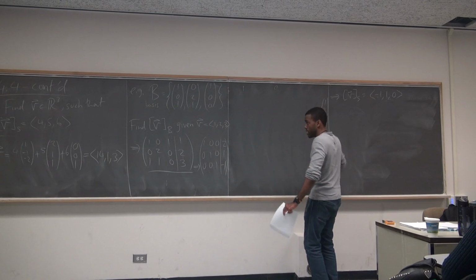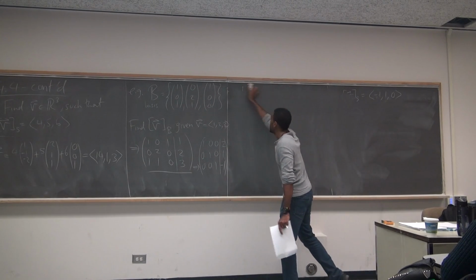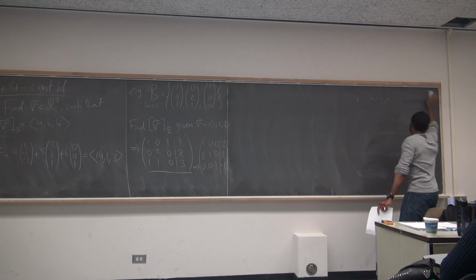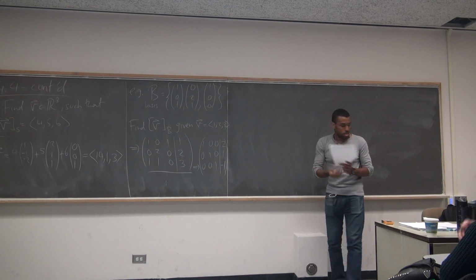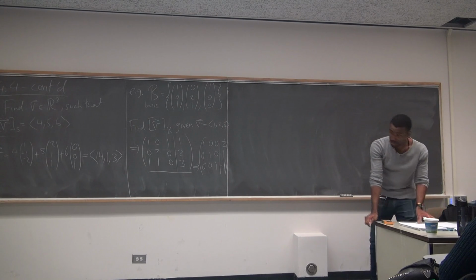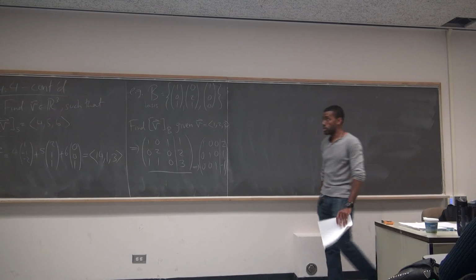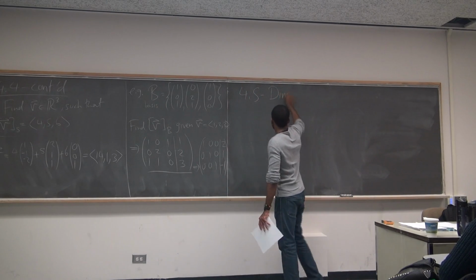I'm going to use the example with these vectors in a later section. That's why I'm introducing another basis. That's basically the idea behind bases and coordinates. That was the last thing I wanted to do in 4.4. We're moving on to 4.5, talking about dimension.